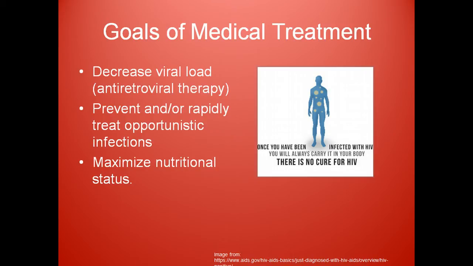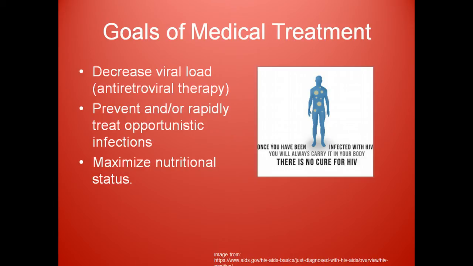The second piece is really to either prevent or rapidly treat what are called opportunistic infections. Because HIV attacks our immune system, the immune system is compromised in patients with HIV, and so they are much more likely to get other types of infections. So a big goal of medical treatment is to either prevent those infections, or if the patient gets some kind of infection, to treat it as rapidly as possible so it doesn't progress.